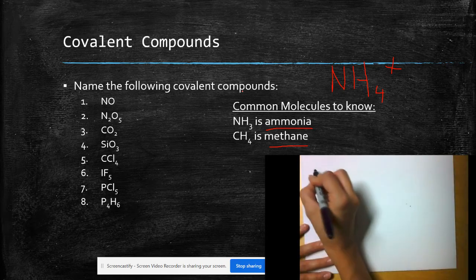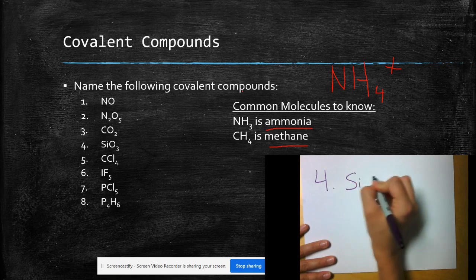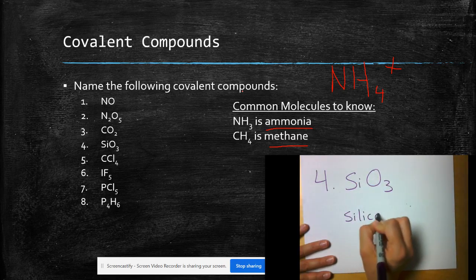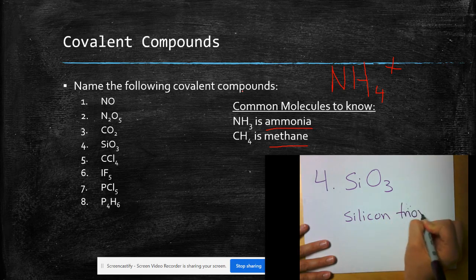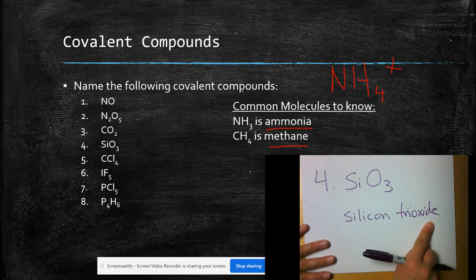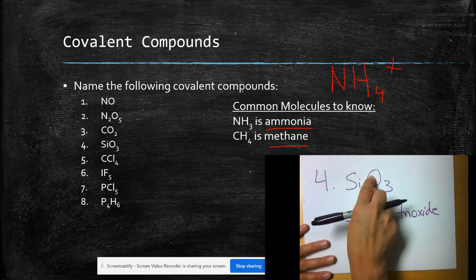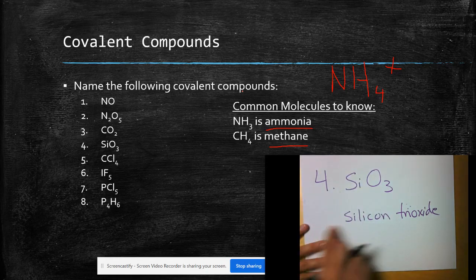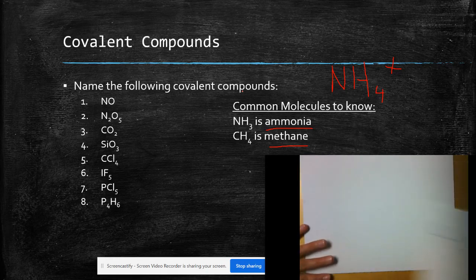Next, we have number 4, SiO3. This is going to be silicon trioxide. So oxygen, drop the last syllable, "ide." This 3 tells me I have 3 oxygens. Imaginary 1 says I have 1 silicon, but we don't write mono for the first one.